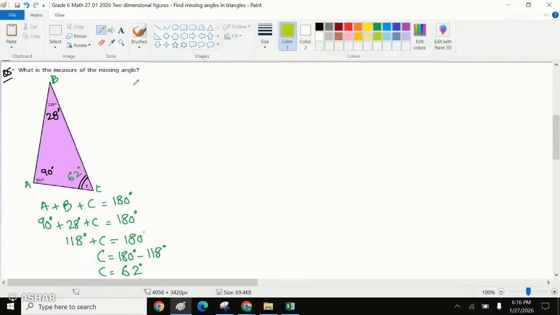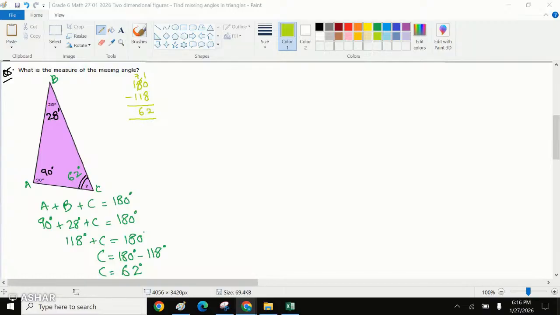We can show the working. 180 minus 118. We carry 1. 10 minus 8 is 2. 7 minus 1 was 6. 1 minus 1 was 0. That means 62 is the remaining answer. 62 is the missing angle. Okay, let's move ahead to the next question.